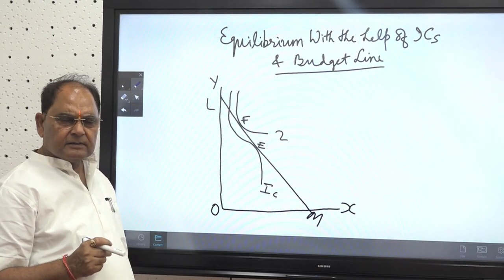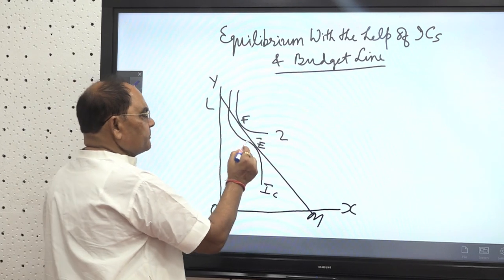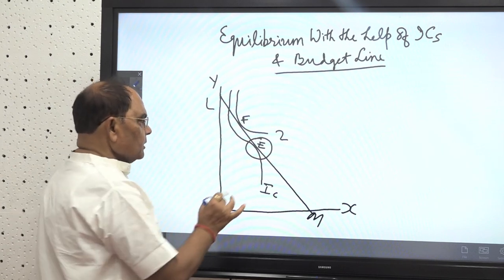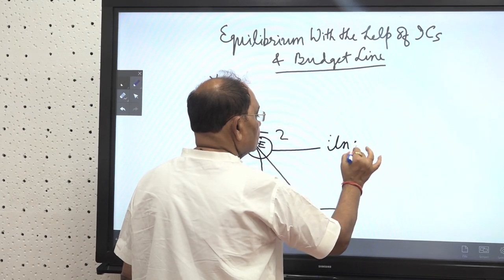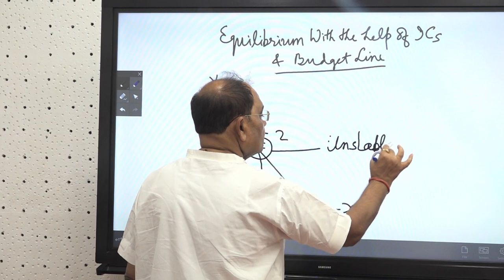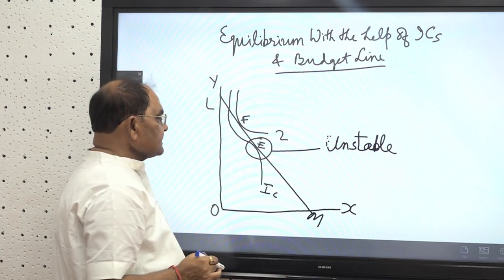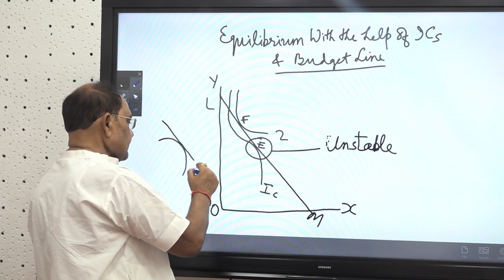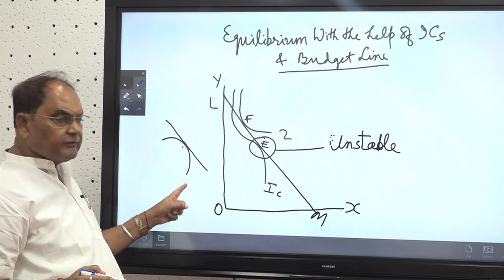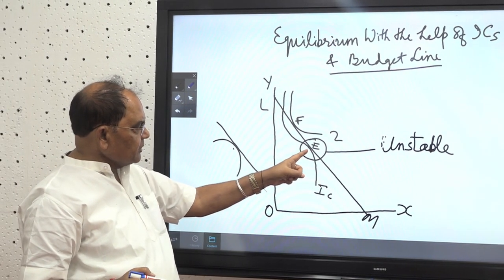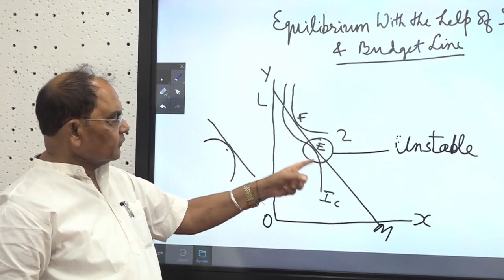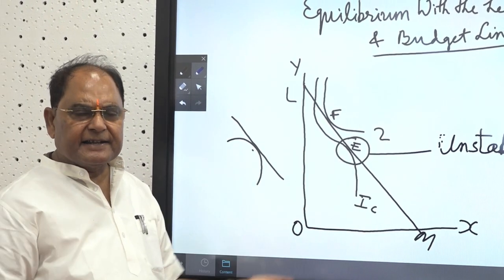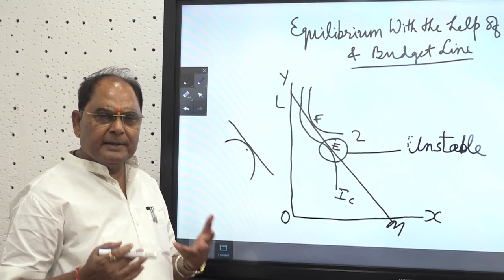Multiple equilibriums are created, but please do remember that this equilibrium at point E will not be a stable equilibrium because the curve is concave in this area. This is unstable. Why? Because the curve is concave in this portion, like this. This is a concave curve and this is the budget line. So here also you must be noticing that it is concave. Obviously, therefore, this equilibrium will be established for some time, but it will immediately get disturbed. So in true sense it will not be an equilibrium.